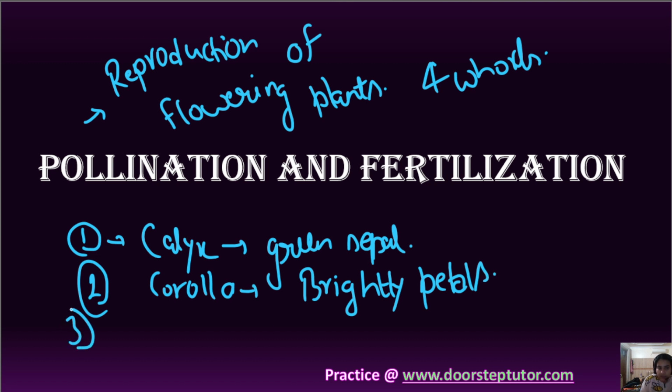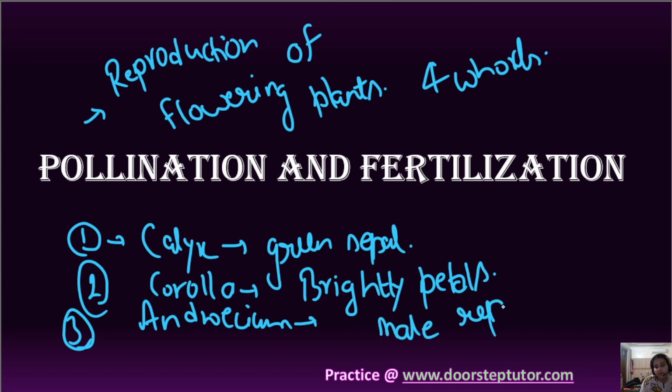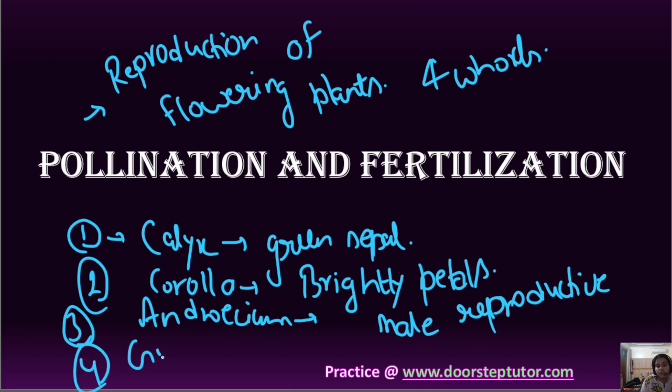After this, the third one is the androecium. The androecium is the male reproductive part of the flower. And the last one is the gynoecium, which is the female reproductive structure.